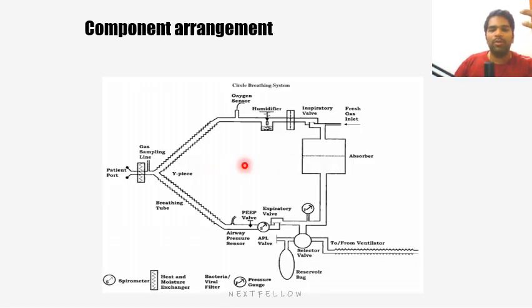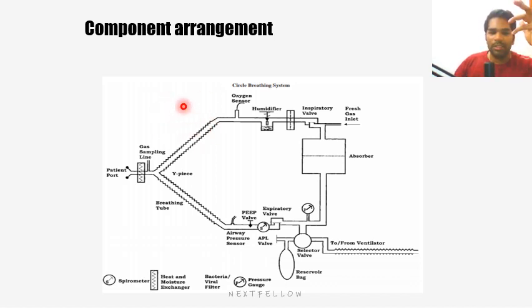Now this is the component arrangement. Basically whatever we saw in the first slide: fresh gas flow, inspiratory valve. We have a humidifier because we are bypassing the upper airway. Our humidifier is our nasal and paranasal sinuses. So while intubating the patient, we are putting the tube into the trachea. So we are bypassing, and we need to have a humidifier.